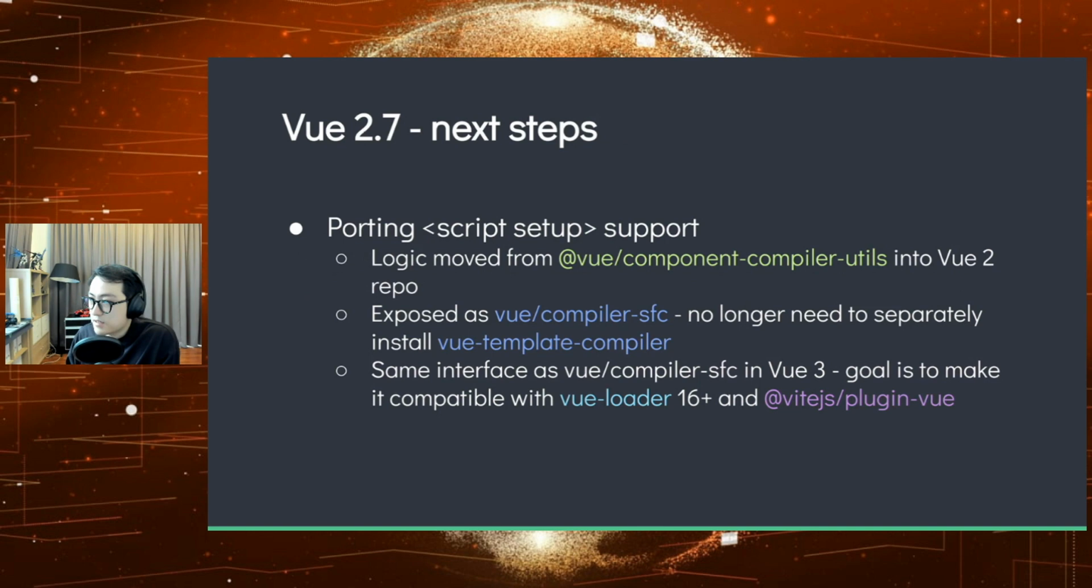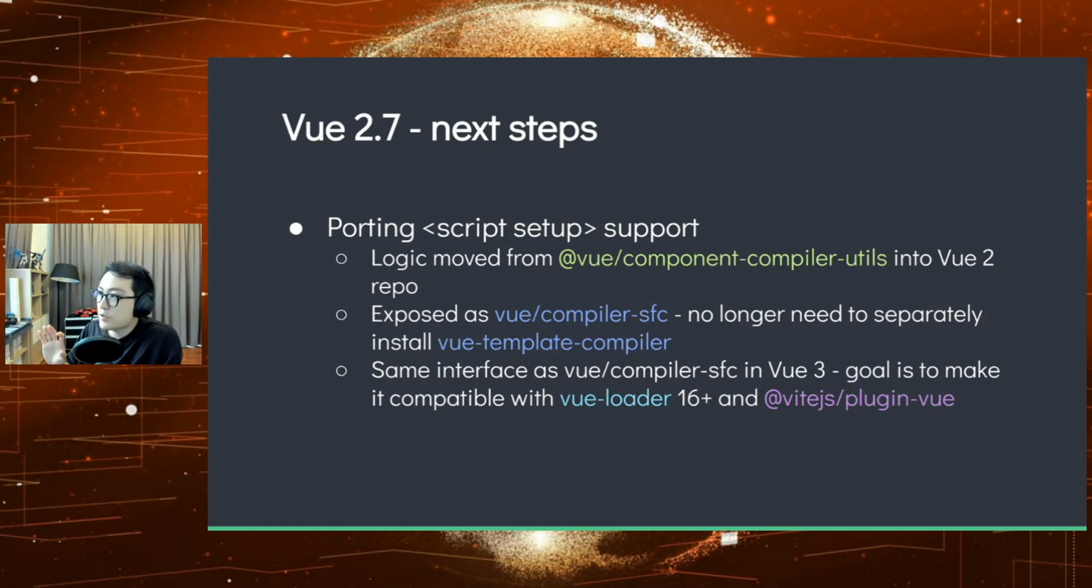The next step is porting the script setup support. This is a bit of an internal reorganization, but essentially prior to 2.7, a lot of the logic, for example hot module replacement, the component compiler, and single file component logic, was split into separate packages. We are going to be moving those back into the Vue 2 repo, similar to how Vue 3 does it, which really makes it easier to sync changes across the places and keep everything consistent. And the new single file compiler logic will be exposed as vue/compiler-sfc, exactly the same way as we are doing it in Vue 3 now.